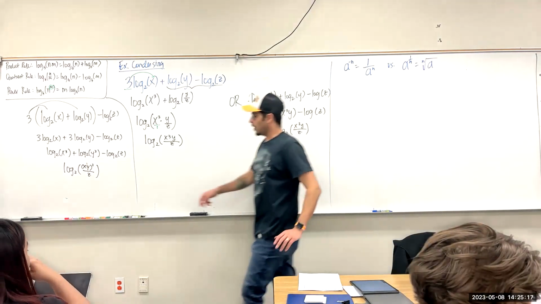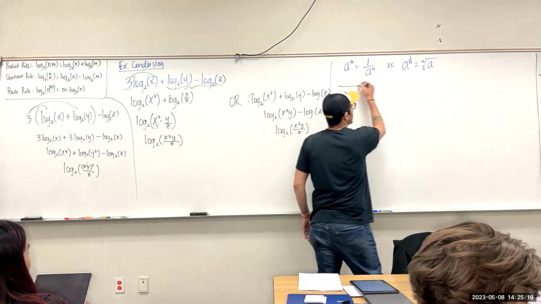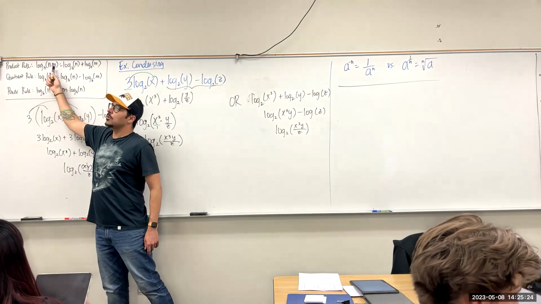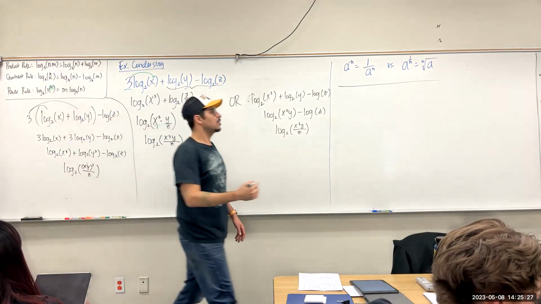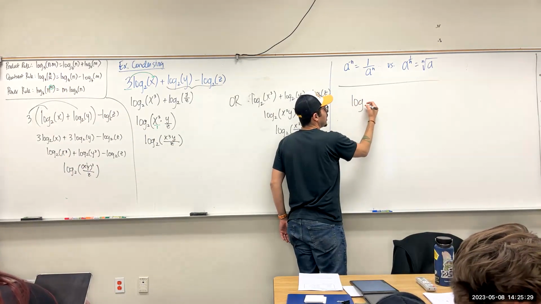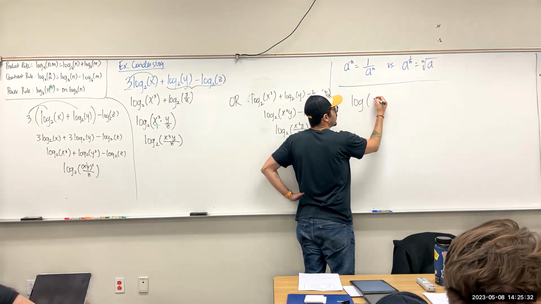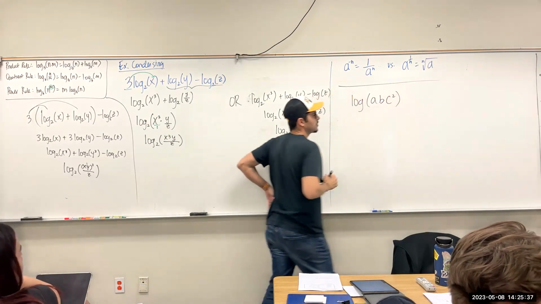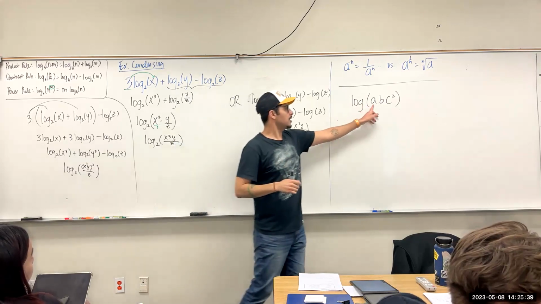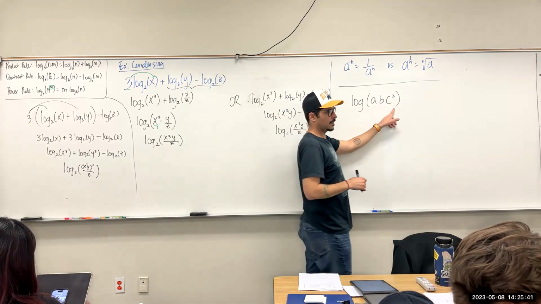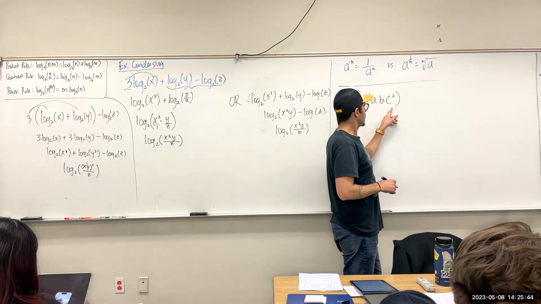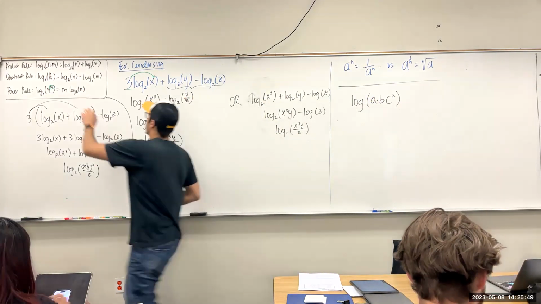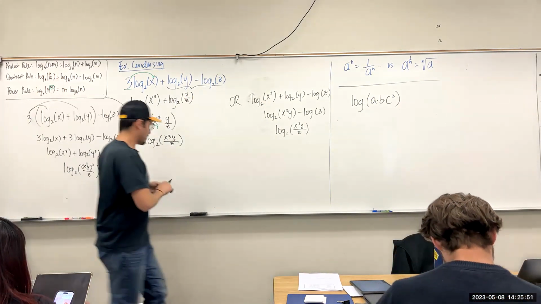Class, just a quick thing. We've been doing the product rule when there's two things multiplying, right? But if there are multiple things multiplying, like let's say I got the log of A times B times C squared. I got three things multiplying now. These things are multiplying.